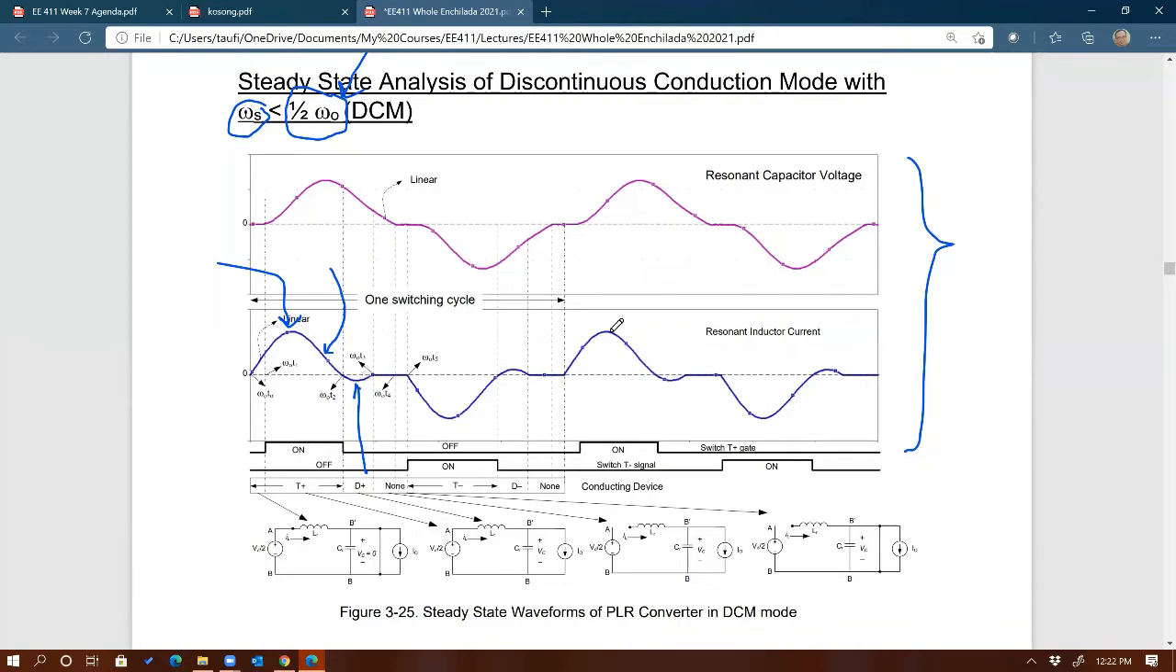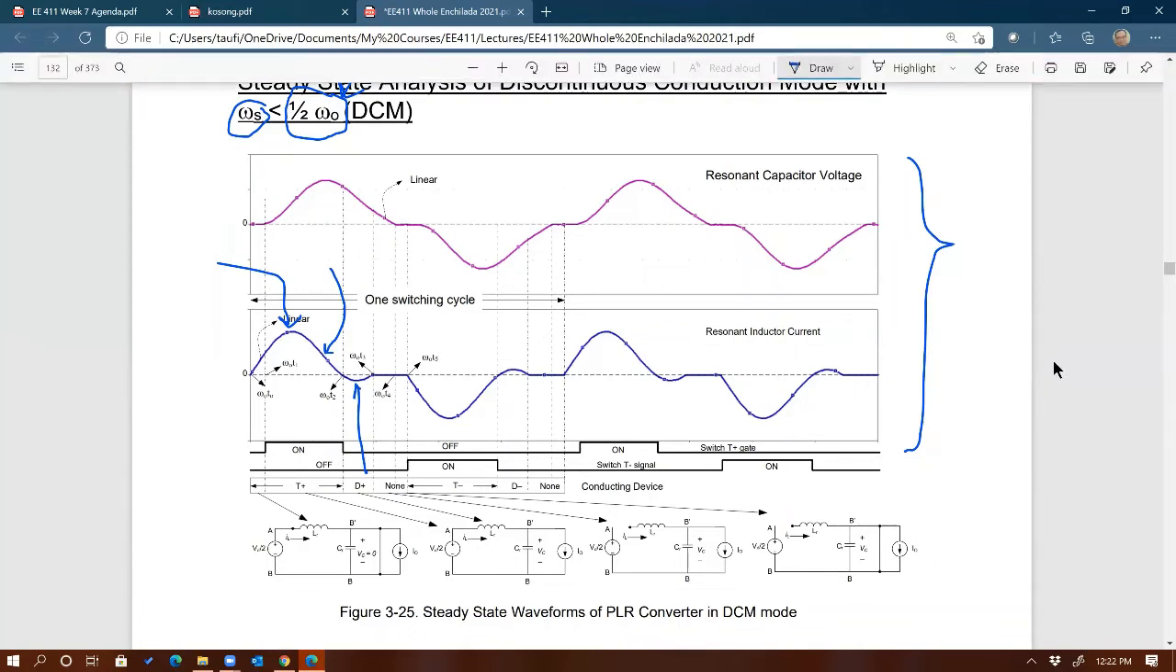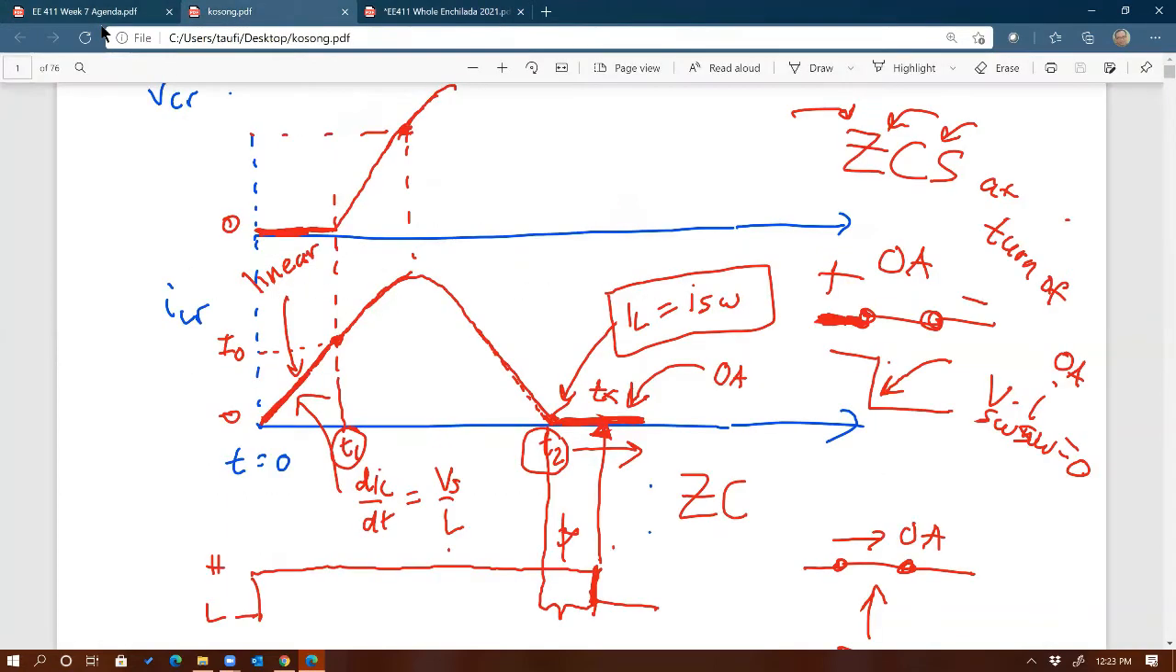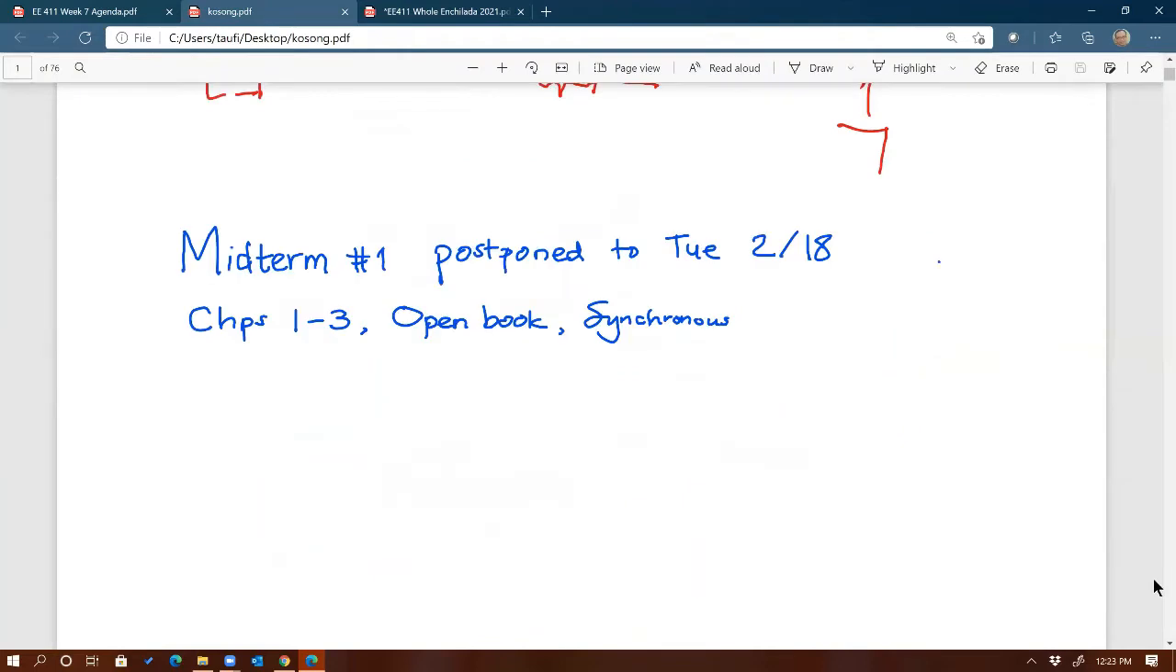Unlike series loaded resonant. I don't know if you remember series loaded resonant. In series loaded resonant, the resonant peak on the positive cycle is coming from a different resonant sine wave than the negative half cycle. So let me try to draw that here. Okay, so for SLR, it looks something like this.